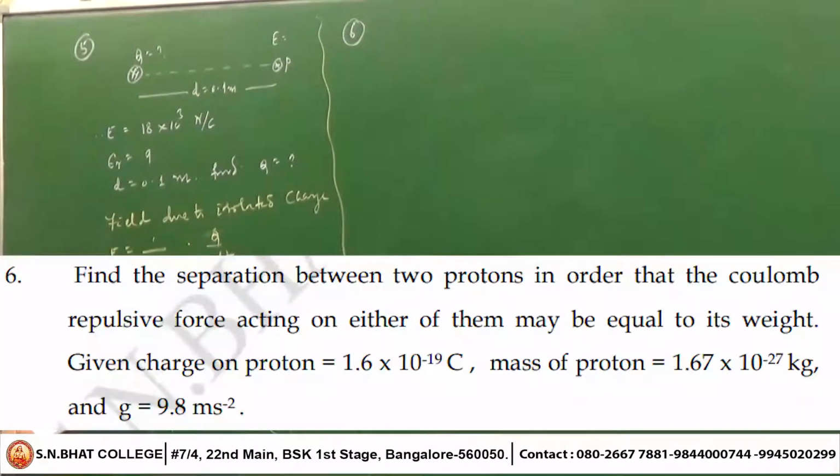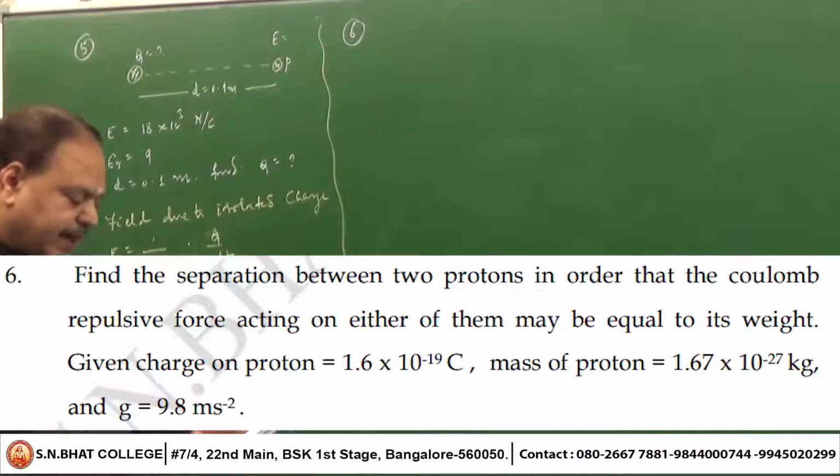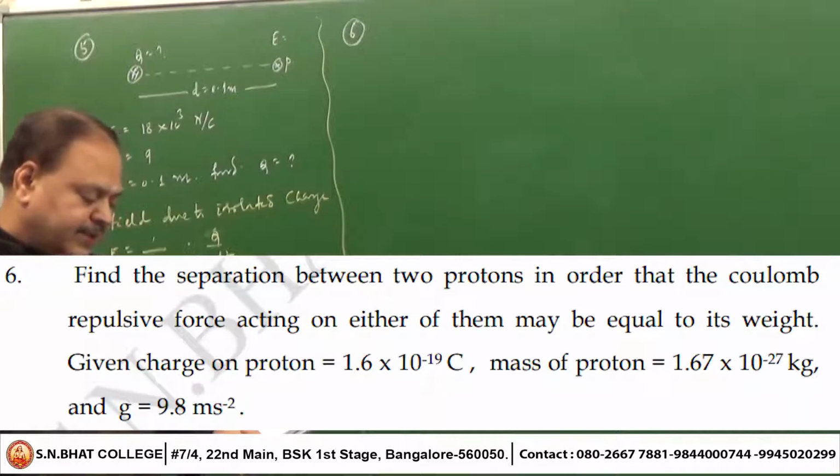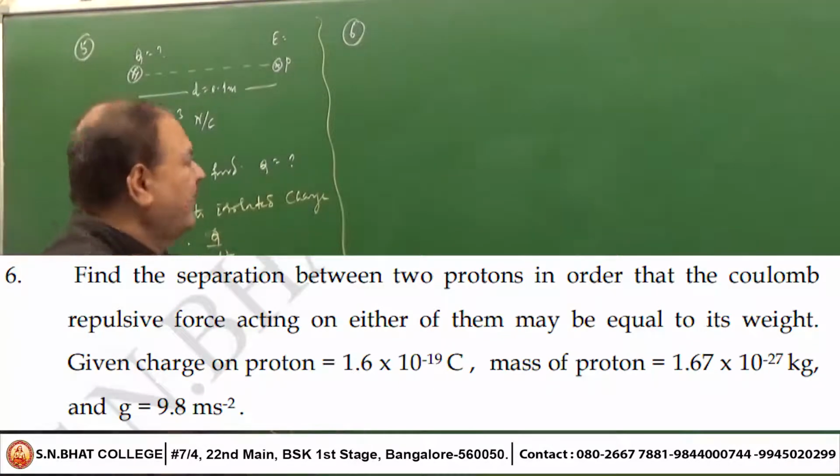Find the separation between the two protons in order that Coulomb repulsive force acting on either of them may be equal to the weight. Given the charge on the proton is equal to 1.6 into 10 to the power minus 19 Coulomb, mass of the proton is given and g is given. Very simple problem. Says find the separation between the two protons.